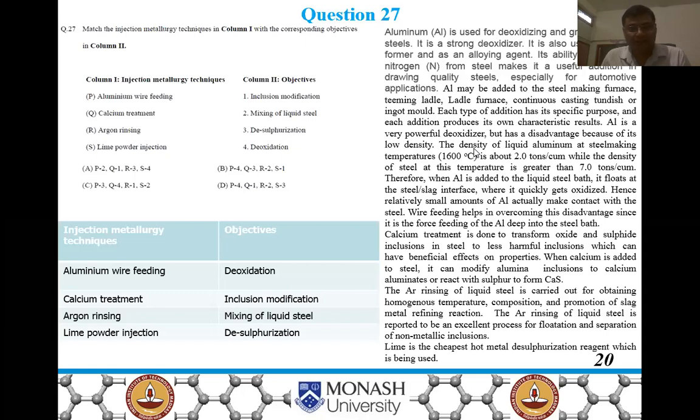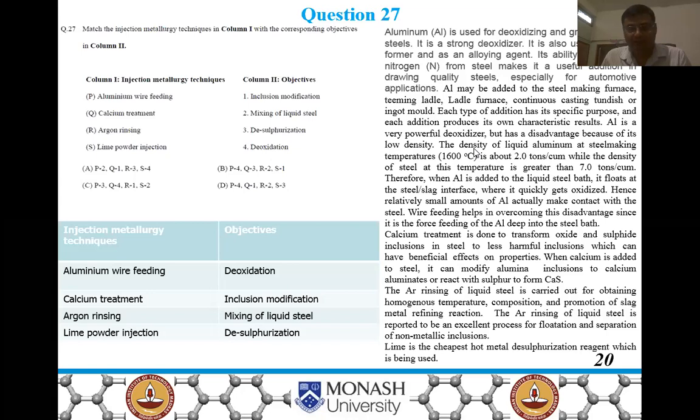Therefore, we use wires of aluminum, because with wire we can mix it properly. So wire feeding helps in overcoming this disadvantage since it is a force feeding of aluminum deep into the steel bath. Calcium treatment is done to transform oxide and sulfide inclusions in the steel to less harmful inclusions, which can have beneficial effects on properties.